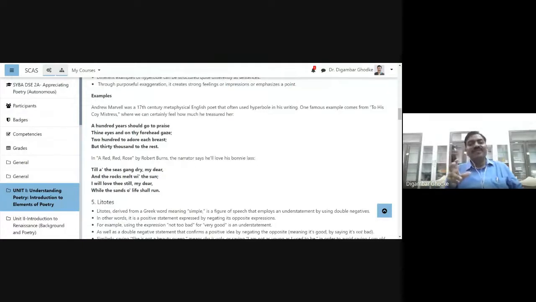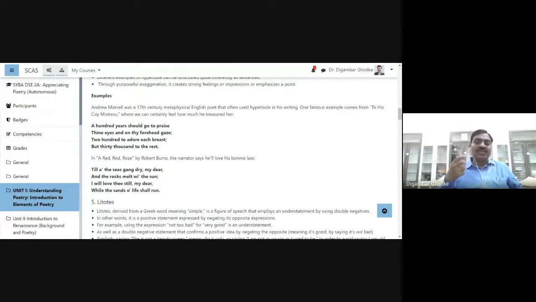But you know very well that human beings cannot survive for such a long period. So this is how we understand that all these lines from the poem are full of exaggerations. So this is an instance of hyperbole. We shall understand it with the help of one more poem by Robert Burns. The title of the poem is A Red, Red Rose. I'm sure most of you must have studied this poem.